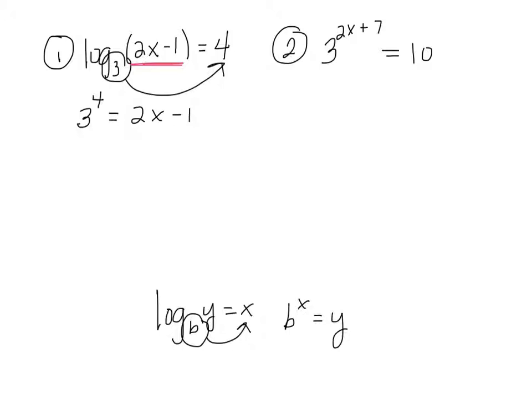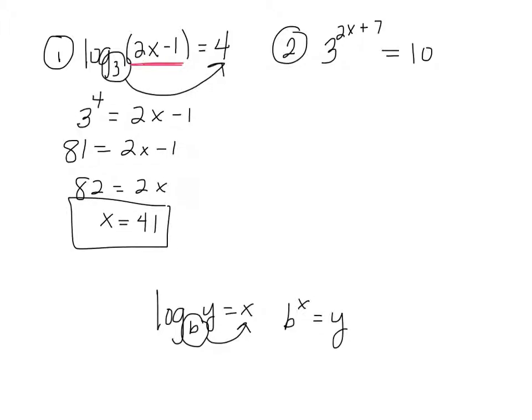You can say 3 times 3 is 9, 3 times 3 is 9, 9 times 9 is 81, and you can solve. So add the 1 over, so I get 82 is equal to 2x, so x would then be 41. Okay, that is a typical type of question that would be on the non-calculator portion.